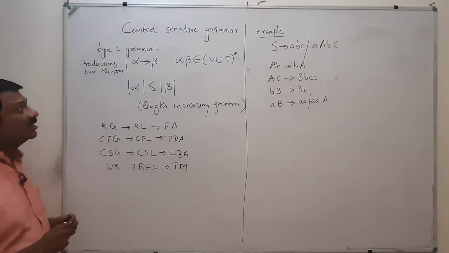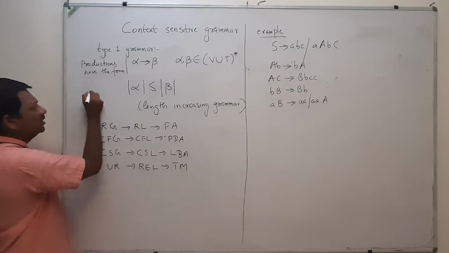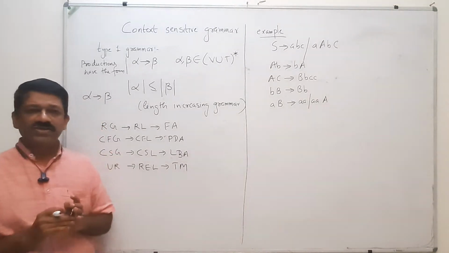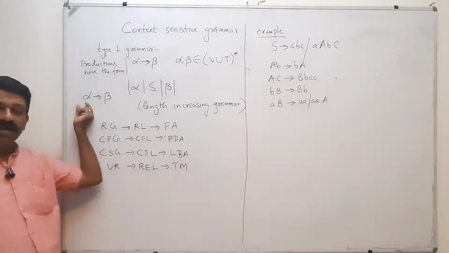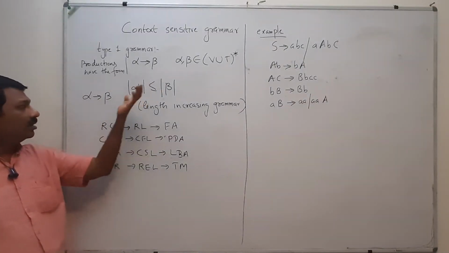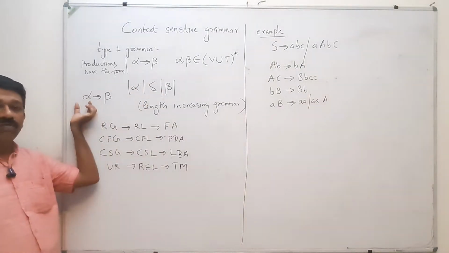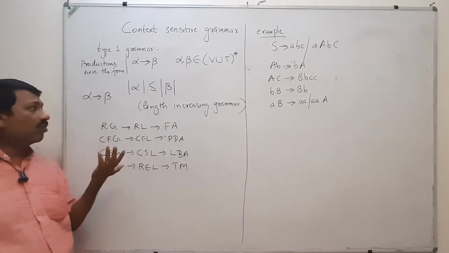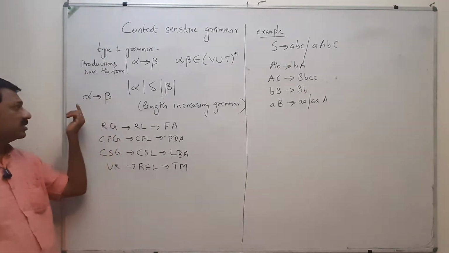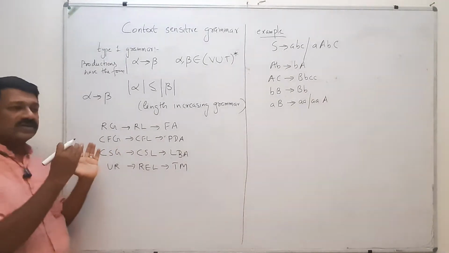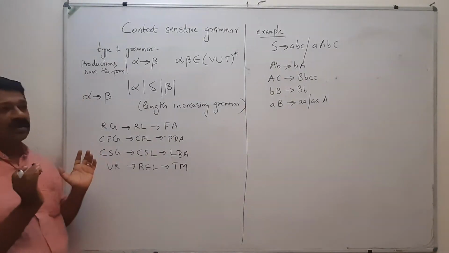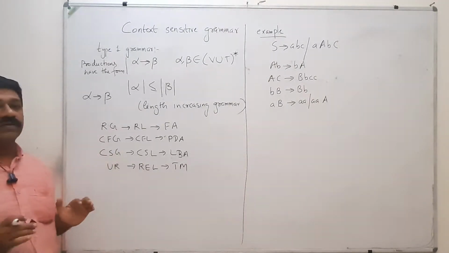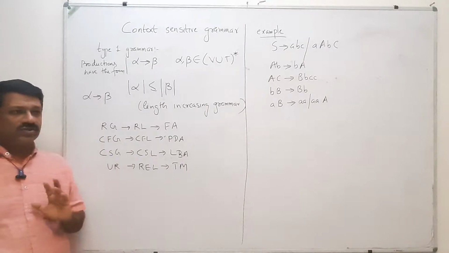Type 0 grammar is alpha derives beta. Here there is no restriction. Unrestricted grammar means the left hand side can be variables or terminals, or a combination of variables and terminals. The right hand side also is a combination of variables and terminals. That means the left hand side derives the right hand side. There is no restriction on the right hand side either.